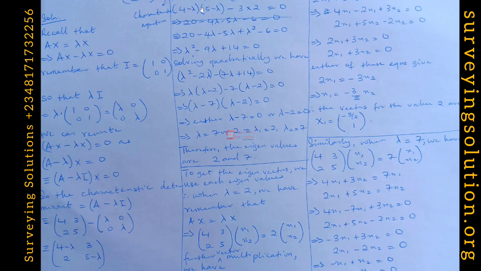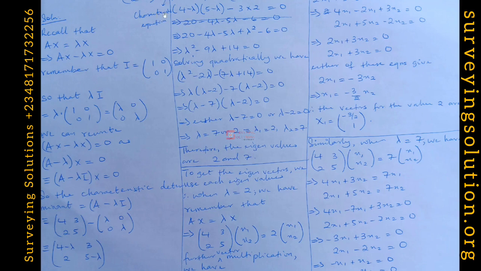So we now have minus lambda multiplying 5 will give you minus 5 lambda. Then minus lambda multiplying minus lambda will give you what? Lambda squared. Are we together? Then minus 3 times 2, which is 6, all equal to 0. Right? Good. Remember, they are all equated to 0. That's the characteristic equation.